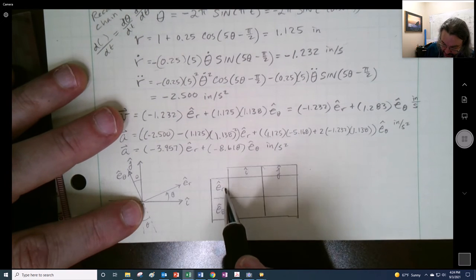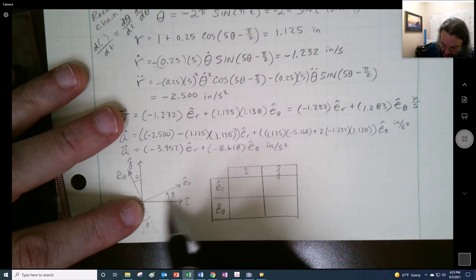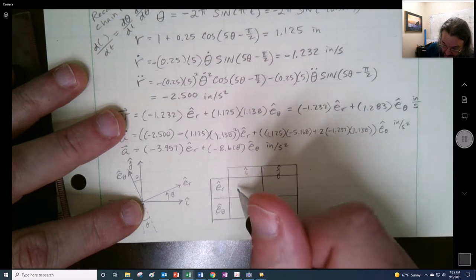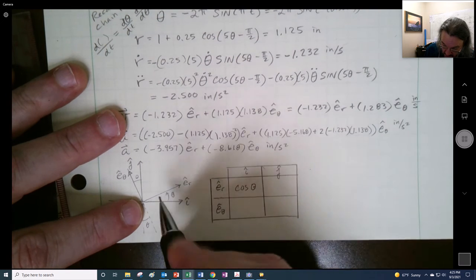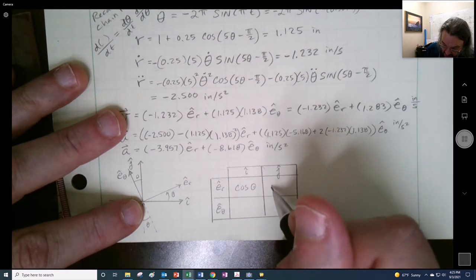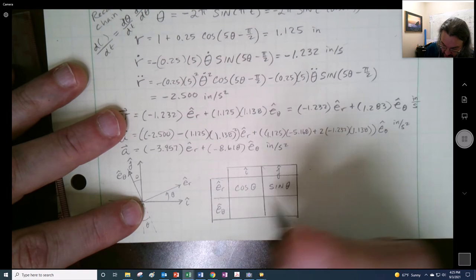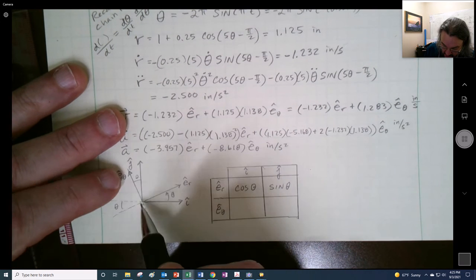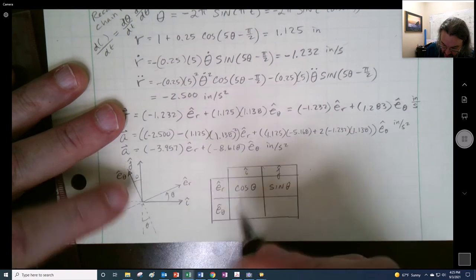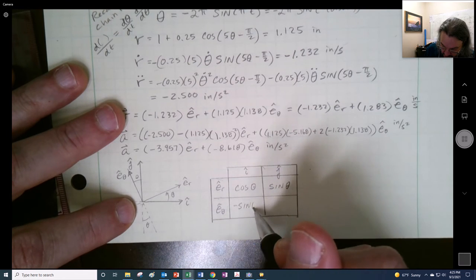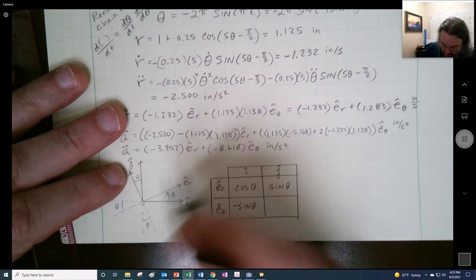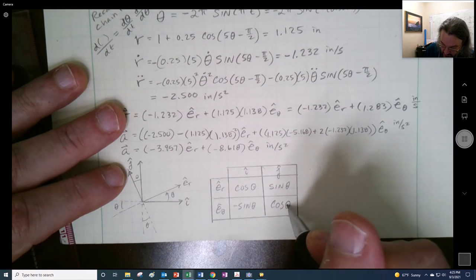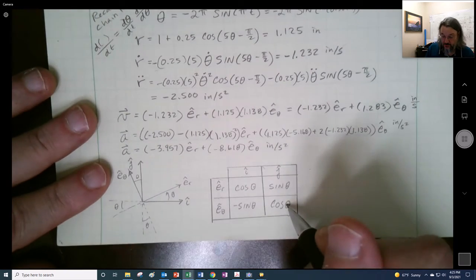So ER is just going to be positive cosine with the I and positive sine for the J. E theta is going to be negative sine and then positive cosine. Right in there, right? And go to a new sheet.